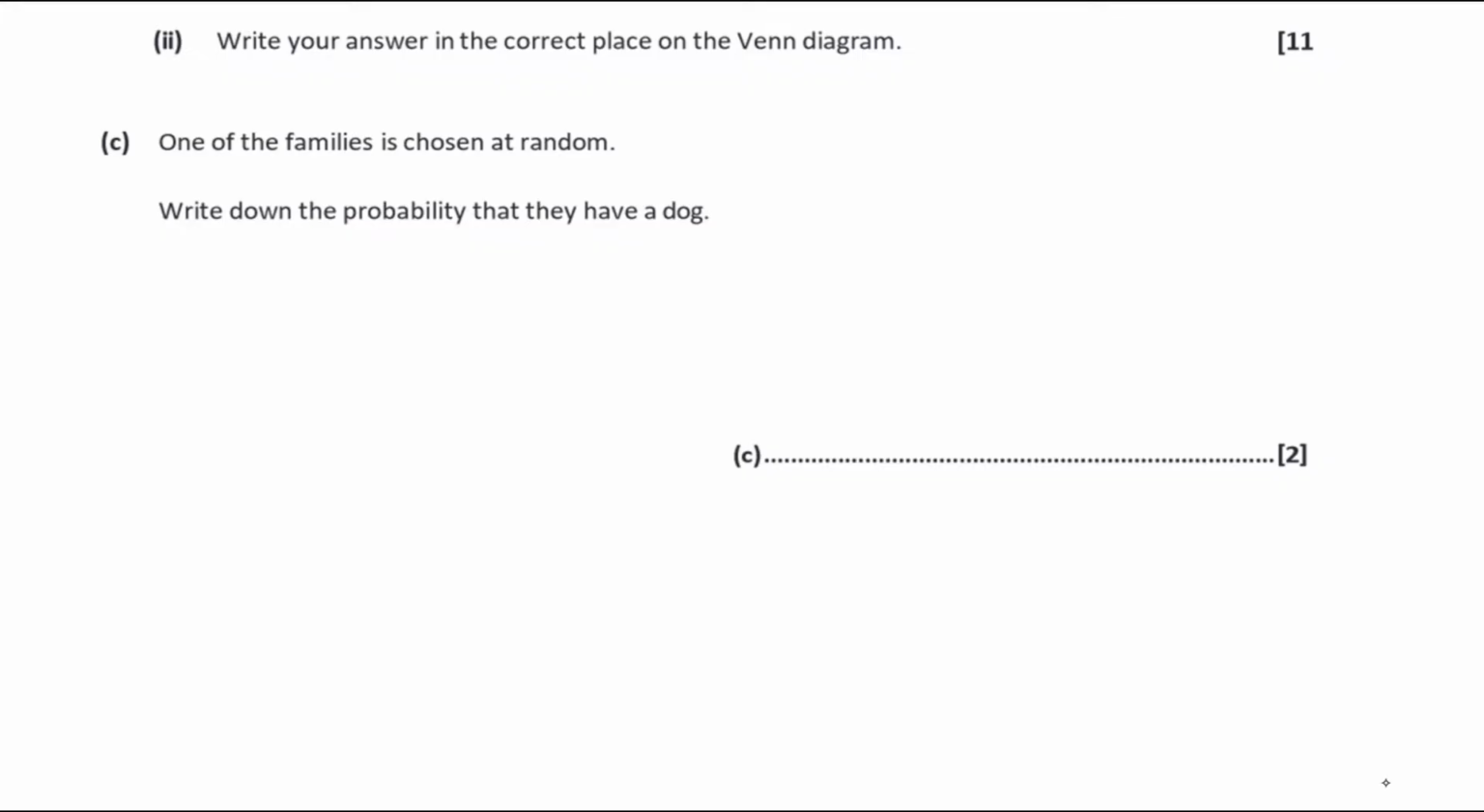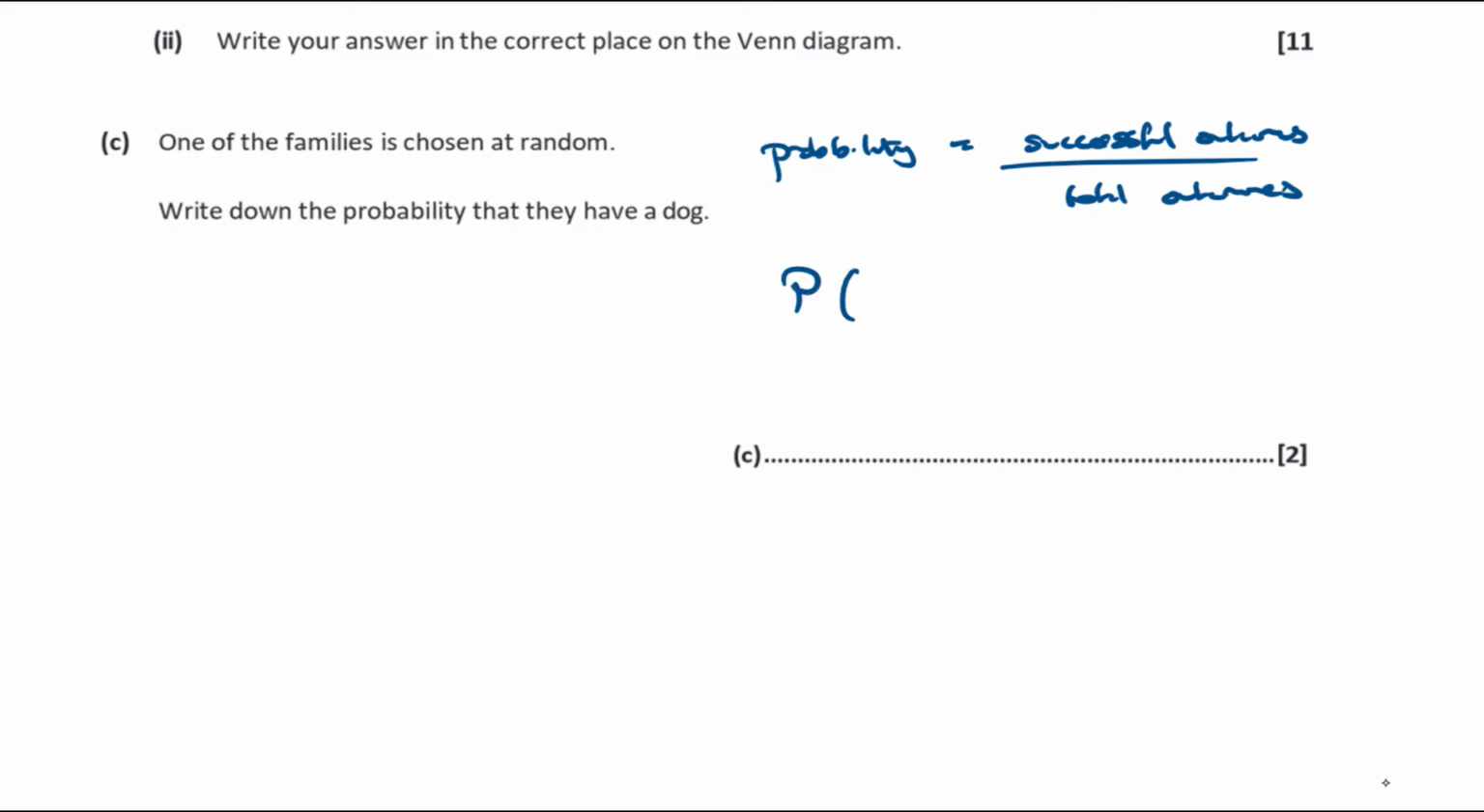And then finally it says one of the families is chosen at random. Write down the probability that they have a dog. Now remember I said earlier that probability is successful outcomes divided by total outcomes. And in this case, how many successful outcomes are there? So probability that the family chosen has a dog is how many doggy families were there.